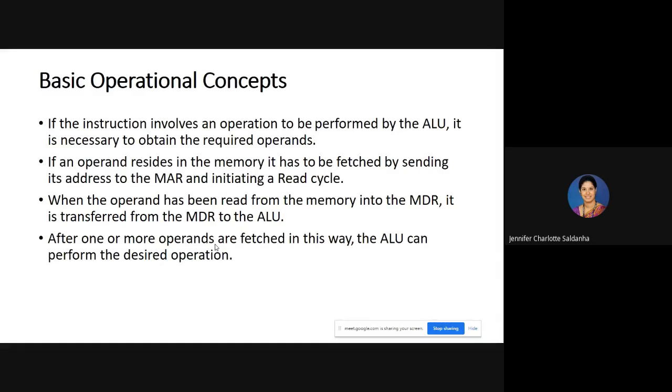After one or more operands are fetched in this way, if there is one more operand also, the second operand also resides in the memory, again the third read cycle has to be initiated by sending the address of the operand again to MAR, and from the address location the data or the operand is placed into MDR, and from MDR the second operand again goes to ALU. Once the ALU gets the required number of operands as per specified in the instruction, it performs the desired operation. For example, if the operation is add operation, addition takes place.